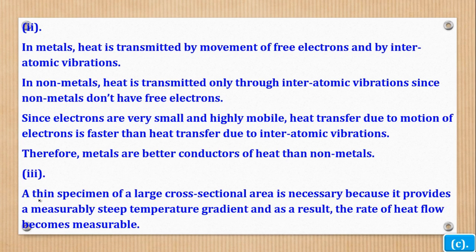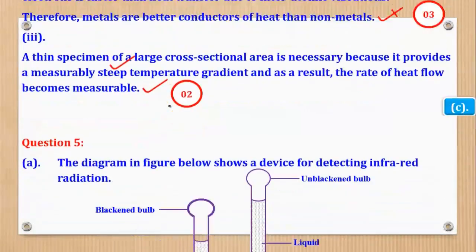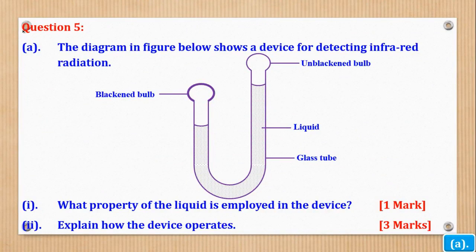So here we shall say that a thin specimen of a large cross-section area is necessary because it provides a measurably steep temperature gradient, and as a result, the rate of heat flow becomes measurable. So that is how marks would be awarded. And now we shall go to question 5.